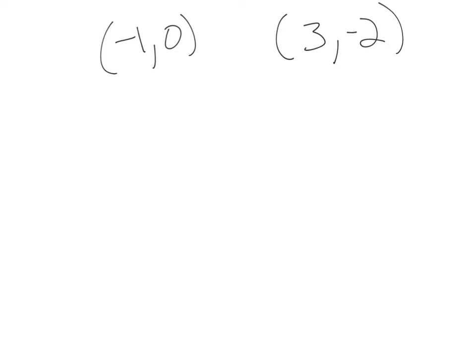Here we have 2 points. And remember, 2 points make a line. Any 2 points create a line. And we're interested in what the slope of this line is. So the first thing we need to remember is that slope is going to be found by change in y over change in x. So we have to figure out how much is y changing and how much is x changing. First, let's start with y. The y values here are 0 and -2.